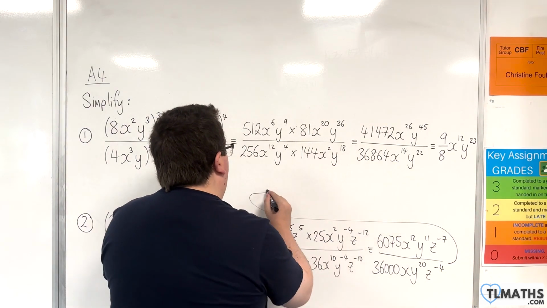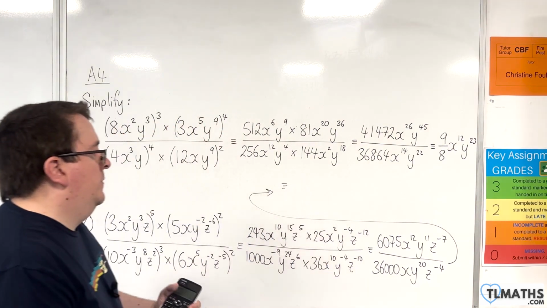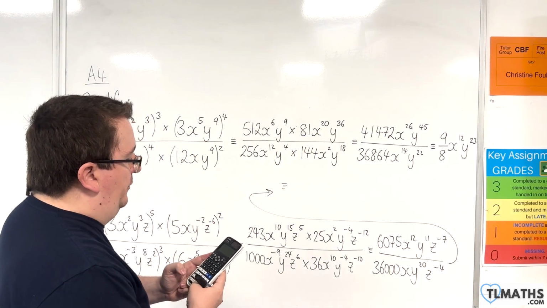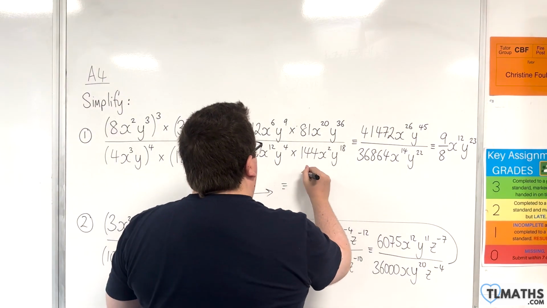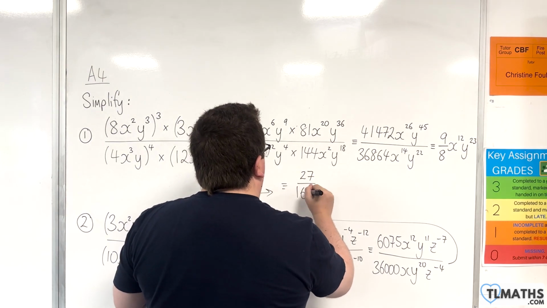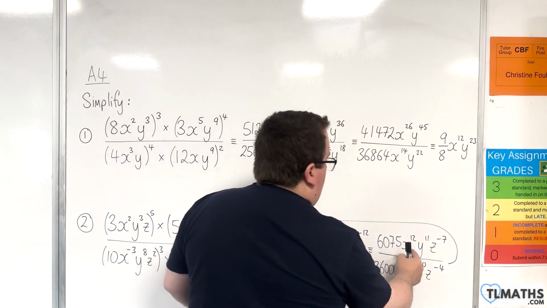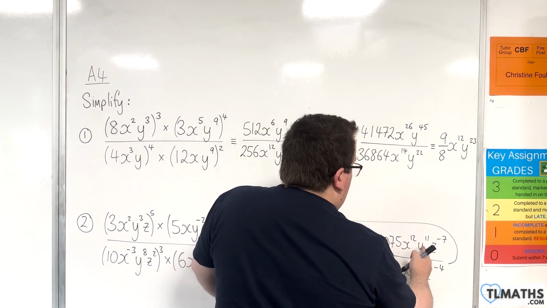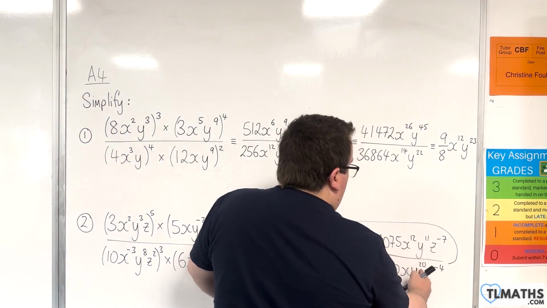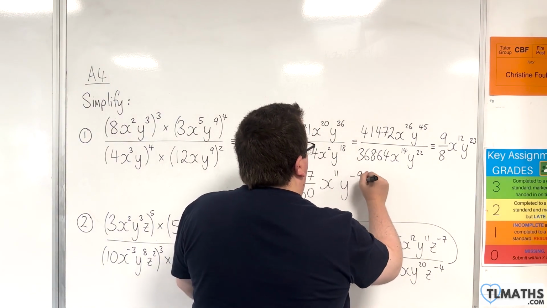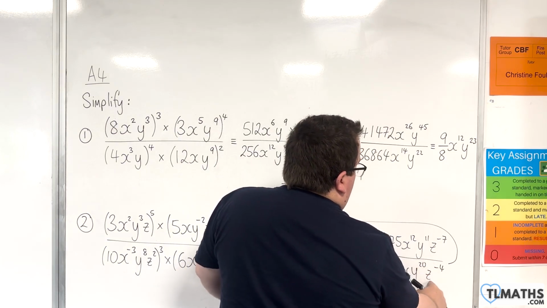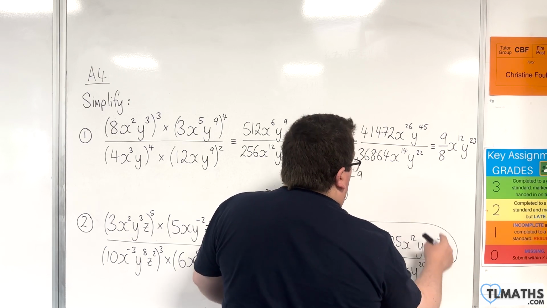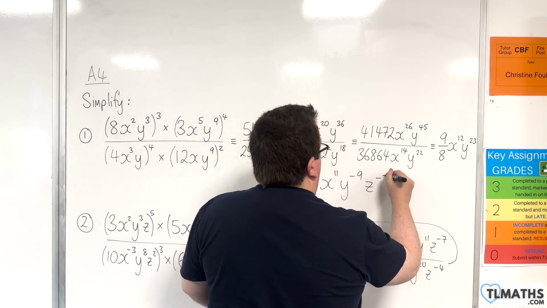Okay, so I'm going to have to put the answer here. So we have 6,075 divided by 36,000 is 27 over 160. Then we have x to the 12 divided by x, so x to the 11. y to the 11 divided by y to the 20. 11 take away 20 is minus 9, so y to the minus 9. And then z to the minus 7 divided by z to the minus 4. Minus 7 take away minus 4 is minus 7 plus 4, so minus 3, z to the minus 3.